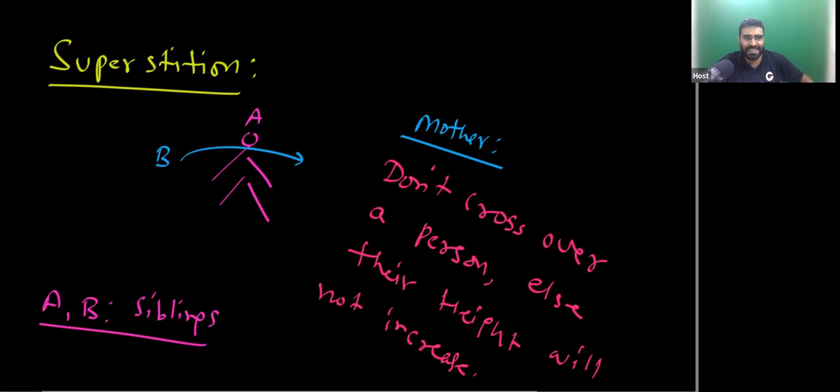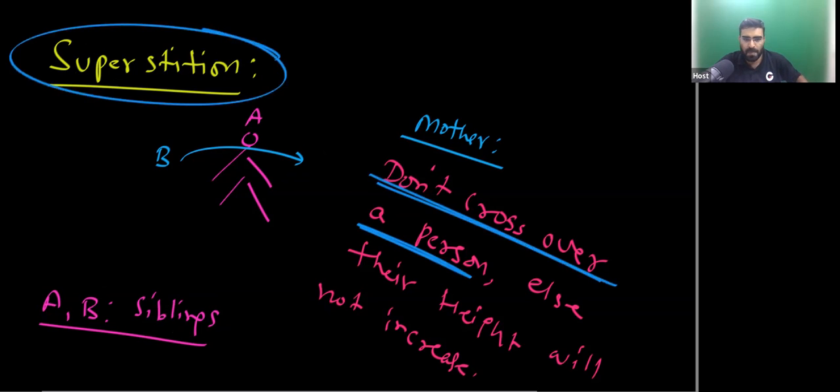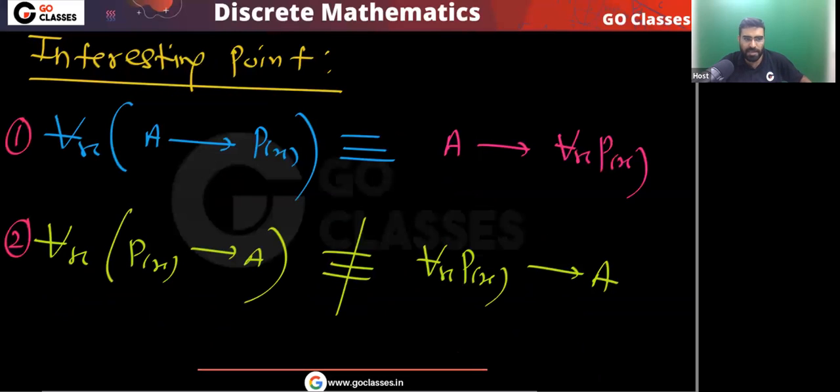Anyway, the point is this: don't cross over a person. This type of superstition is there. Actually, a similar thing is happening here also. See, can I say that this A does not have any feeling for the universal quantifier, for all x? This A does not have any feeling for this quantifier.